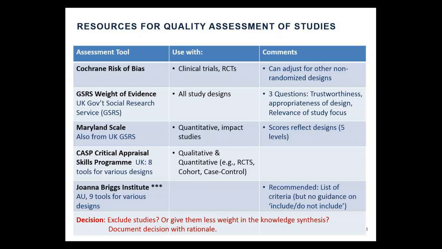Joanna Briggs Institute, we like this one. Again, there are 9 different tools for different types of studies. They have a nice list of criteria for each of them. So it's a comprehensive list, but straightforward, and it's feasible. It's the most student-friendly of all of the quality appraisal assessment tools, because it provides some examples and it provides more description that students can draw on.